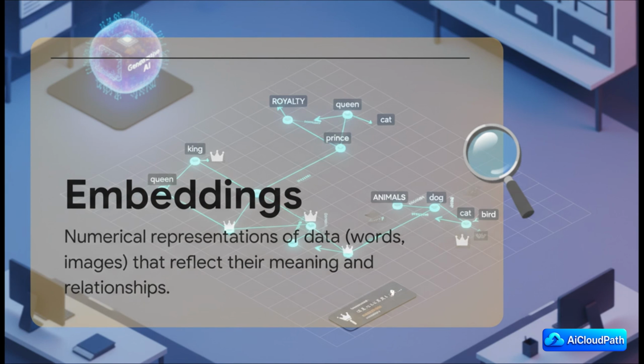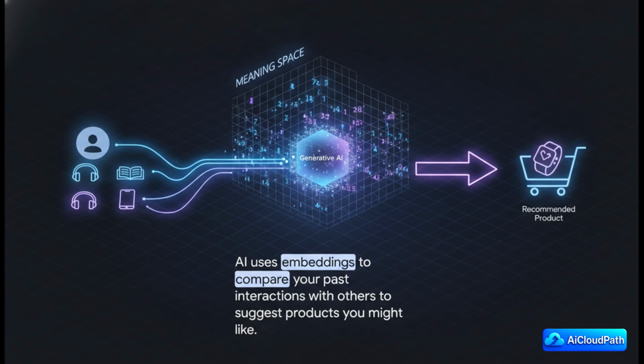Think of an embedding as a universal translator. An AI doesn't understand the concept of king or queen the way we do. Instead, it converts those words into a special numerical code, an embedding. And that code doesn't just represent the word, it represents its meaning and its relationship to every other word out there. This is exactly how it works.